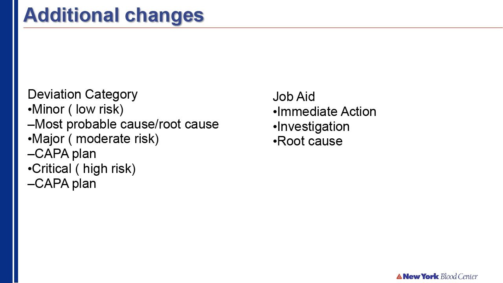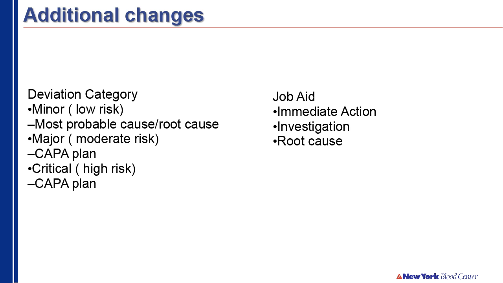Here are a few additional changes. The deviation categories have been revised slightly. Please review them carefully in the SOP. Minor: this is a low risk level and is defined as practices, processes, or conditions exist that are not expected to adversely affect the quality of product or service quality, the rights, safety, or well-being of patients, donors, or staff, or the quality and integrity of critical data.